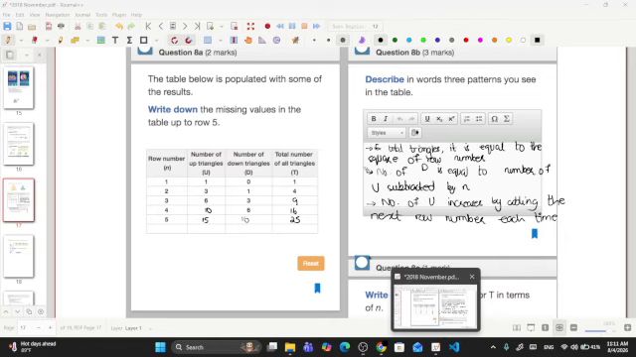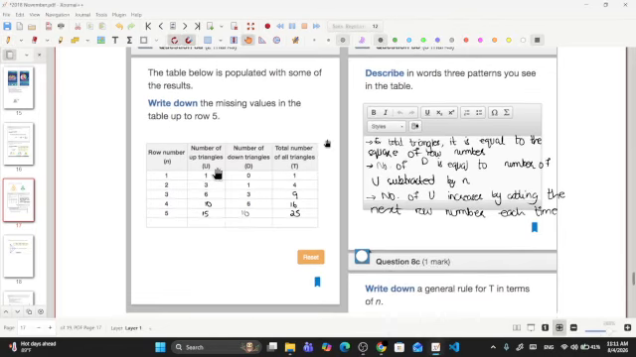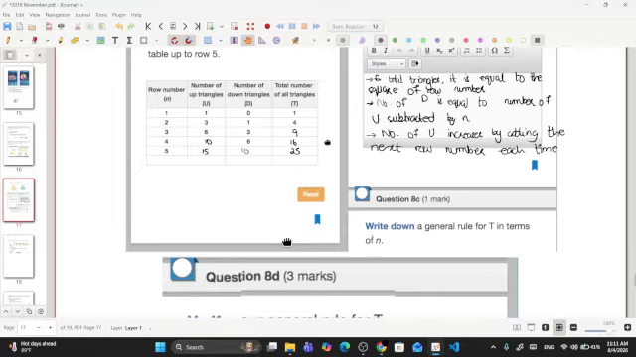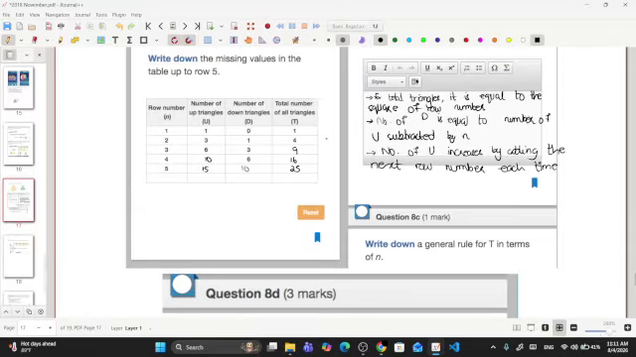After that, what do we have? Write down a general rule for t in terms of n. In terms of n, so that's pretty straightforward. We just found the answer previously, that was t equals n squared, right? So whatever the value of n we had, if we were to square that value, we would get a final answer of t. So that would be our correct answer.